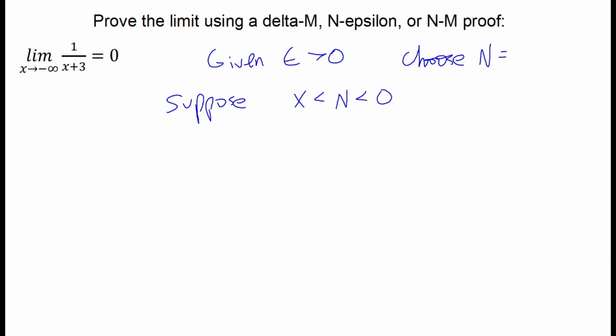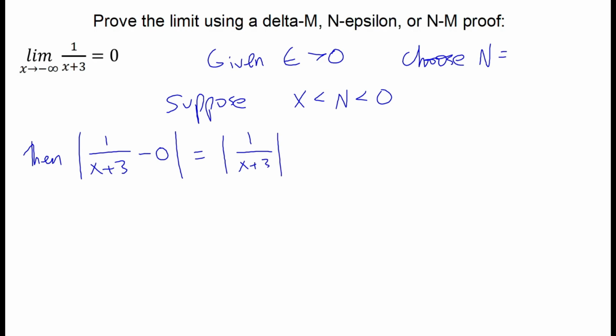And so that's going to flip all the inequalities that we were dealing with last time around. And so our then statement is going to start off the same. It's just going to be then the absolute value of f of x minus the limit is eventually less than epsilon. And so we'll rewrite this as just the absolute value of 1 over x plus 3. But then we'll need to figure out how we can pull that x plus 3 out of the absolute value, right?